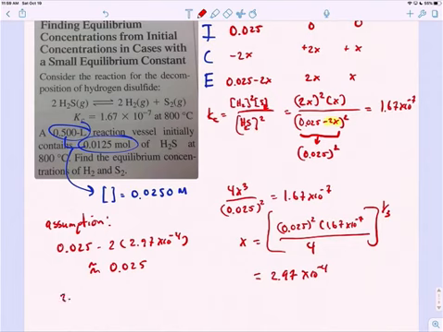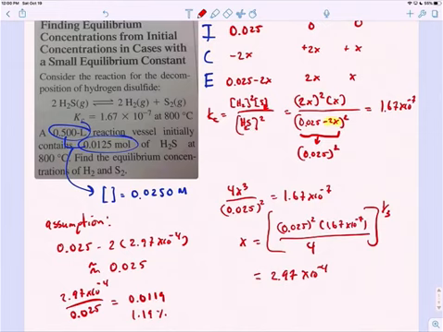So this 2.97 times 10 to the minus 4 all over 0.025 is equal to 0.0119, or 1.19%. So that number only changes by a little over 1%. And the question I get from students is, when can I apply this x is small approximation, and when can I not?